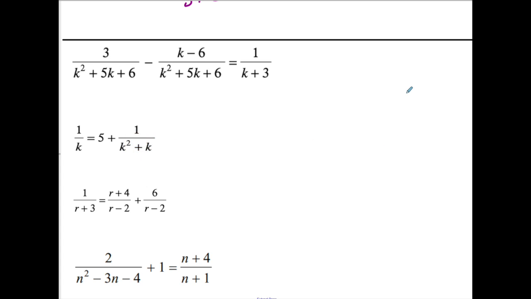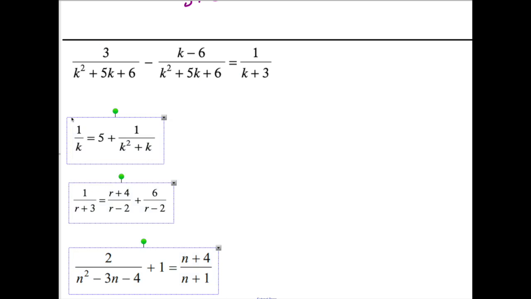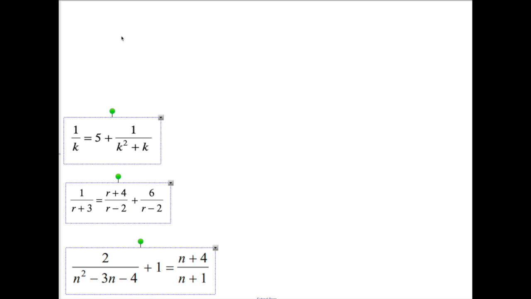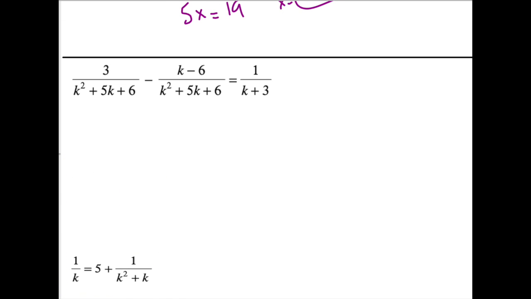All right, so what I'm going to do is I'm actually going to probably highlight these and move these ones down so I can work on one thing at a time. All right, so this is k plus 2, k plus 3. This is also k plus 2, k plus 3. So excluded values, k cannot equal -3 or -2.